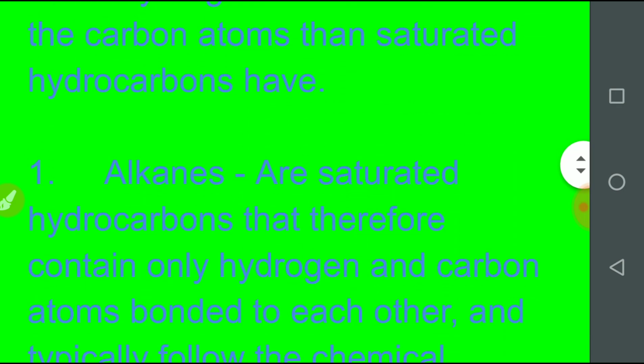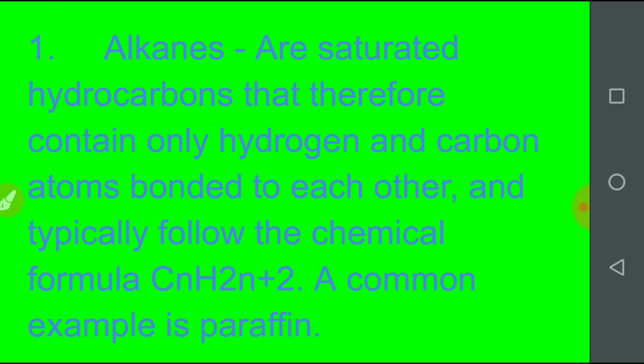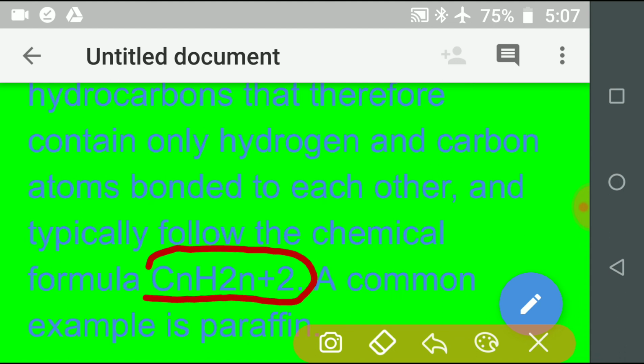Now let us discuss saturated and unsaturated carbon compounds in detail. The first example of saturated hydrocarbons is alkanes. Dear friend, let us discuss the physical properties of alkanes in detail. As you know, alkanes are saturated hydrocarbons that contain only hydrogen and carbon atoms bonded to each other and typically follow the chemical formula CnH2n+2. So this is the general formula for alkanes. A common example is paraffin. So this is the basic information on alkanes.